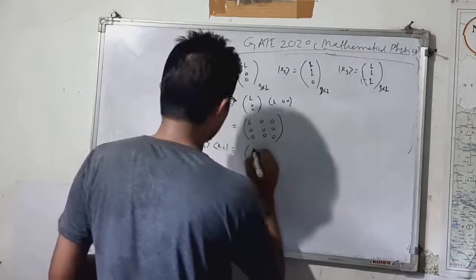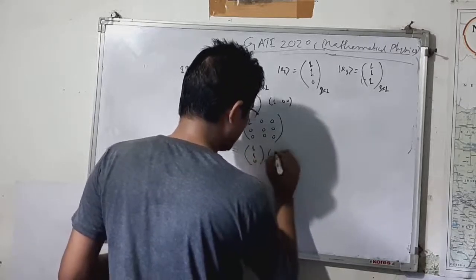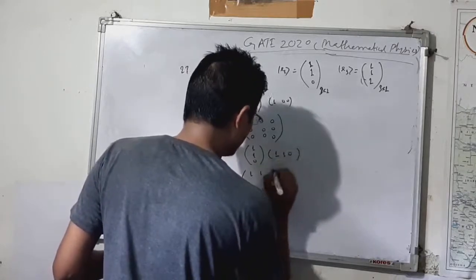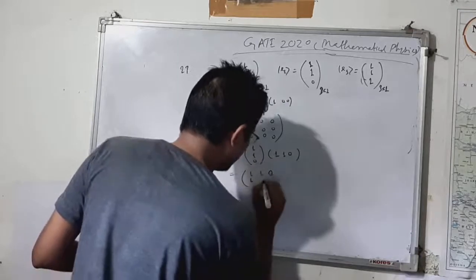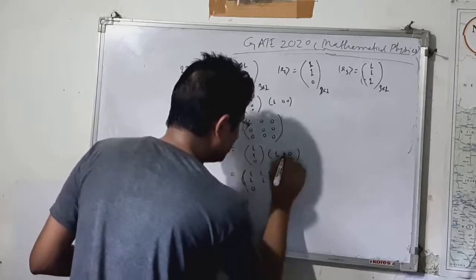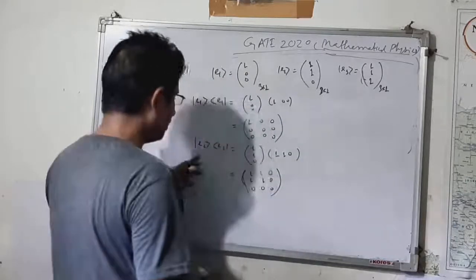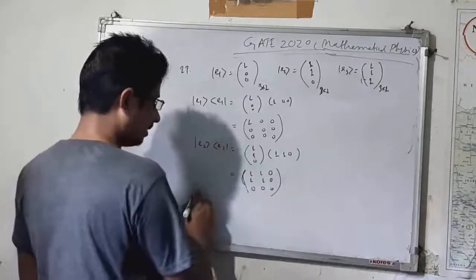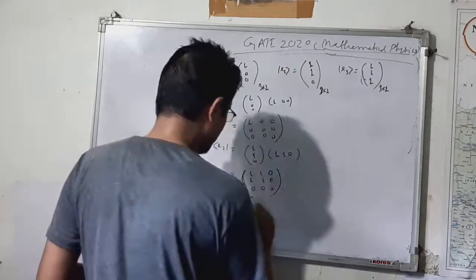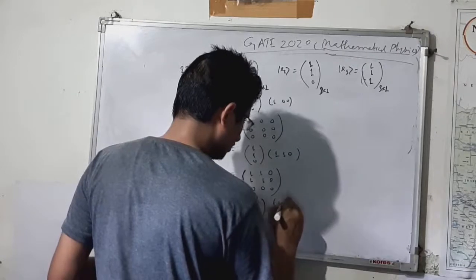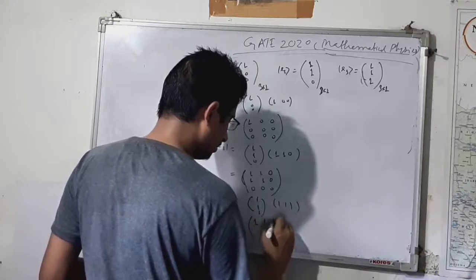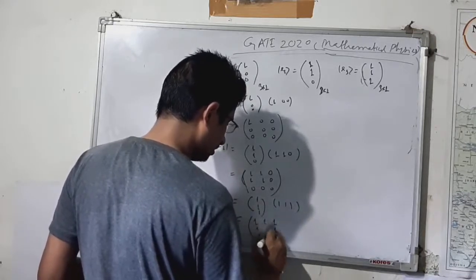So it is again 1, 1, 0, 1, 1, 0. So here 1 into 1, 1 into 1, 0, 1 into 1, 1 into 1 and 1 into 0, 0, 0 into 1, 0, 0 into 1, 0, 0 into 0, 0. So E2 is equal to this, and E3, so in this case 1, 1, 1, 1, 1, 1. So their product is 1 into 1, 1 into 1, 1 into 1. So all these are 1, 1, 1.